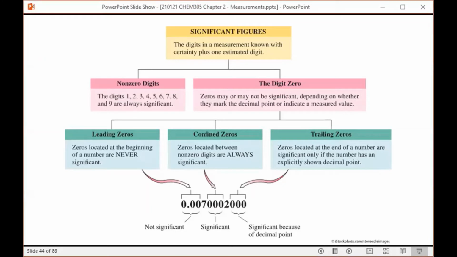So this is from your textbook. It's a summary of how to determine the number of sig figs in a number. So anything that's non-zero is always going to be significant. And then for zeros, there's kind of 3 types. There's leading zeros. Those are at the beginning of a number. They're not significant. There's confined zeros. Any zeros between 2 non-zero digits are always going to be significant. And then there's trailing zeros. And these ones are only significant if the number has an explicitly shown decimal point.